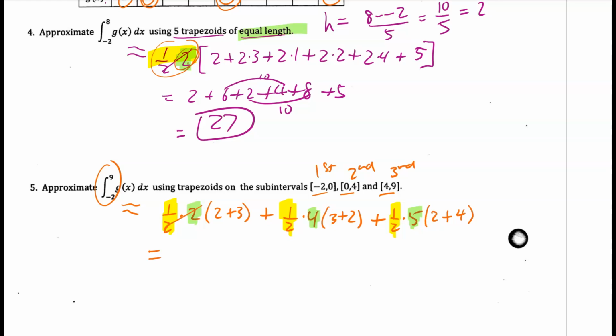Let's see here. 1/2 of 2 is 1. 2 plus 3 is 5. Next we got a 2 is 4 over 2, and then that's times a 5. 3 plus 2. Next you got 5 over 2 times 2 plus 4, which is 6. So that turns into what? 10 plus 5 is 15, plus 6 over 2 is 3. 3 times 5 is 15. Final answer for that one, 30 square units.